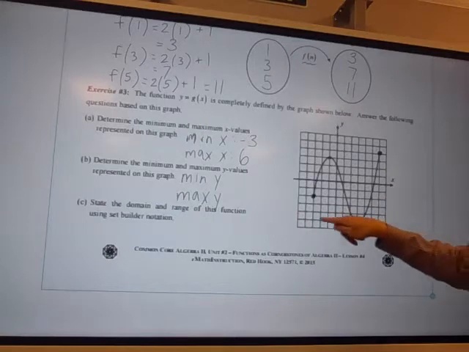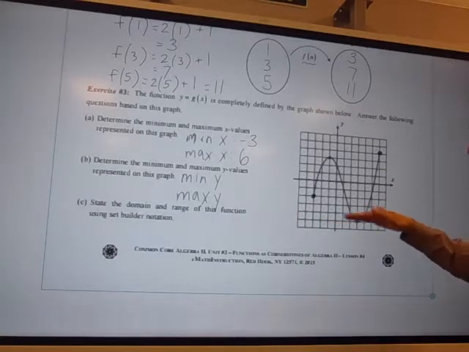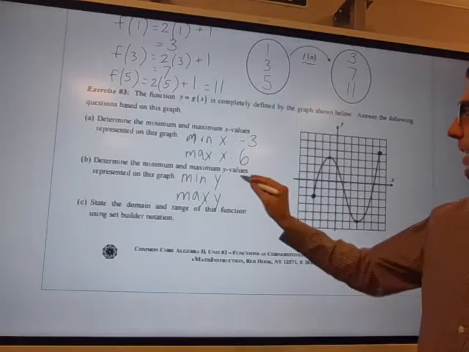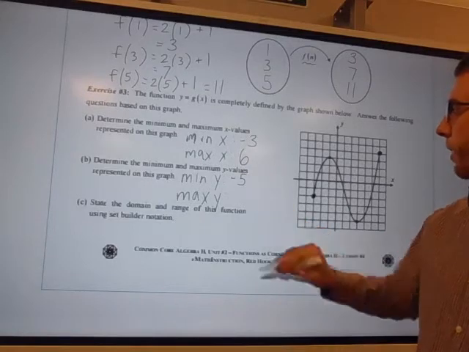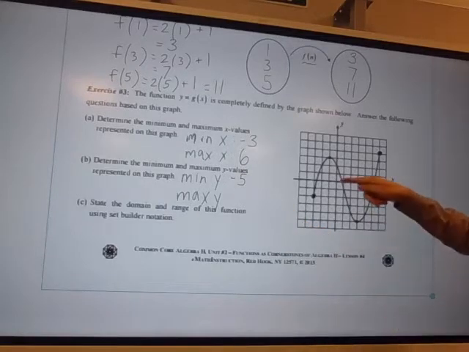This is our lowest point. The function does not go any lower than this. And that was a -5 because I had to go down. Okay, now go the reverse. Want to see where that highest point is.